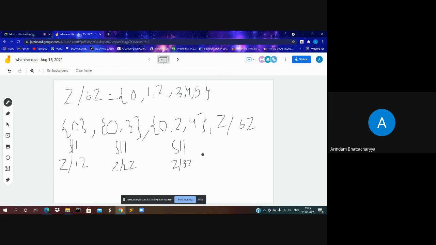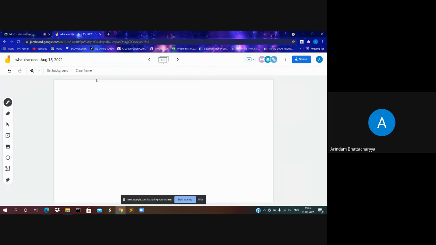Nice. So this is clear to everyone, right? Yeah, yeah, this isomorphism you're talking about. Yeah, this is clear. Isomorphism in general, cool. So the subgroup lattice, right?